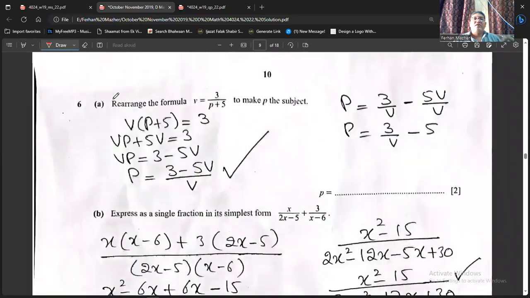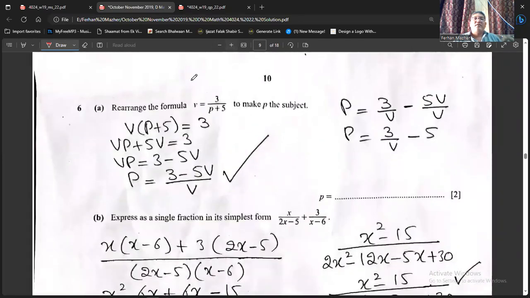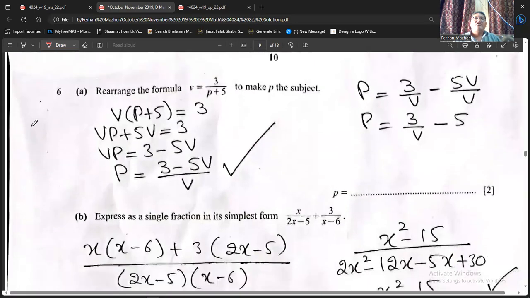Okay, so here we go. Cross multiply here: V(P plus 5) equals 3. So VP plus 5V equals 3. VP will be equal to 3 minus 5V. This V will go on the other side and divide. So P is equal to (3 minus 5V), the whole thing divided by V. So this is the answer.